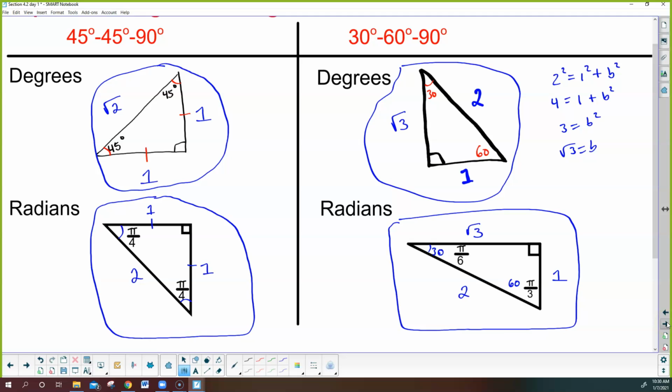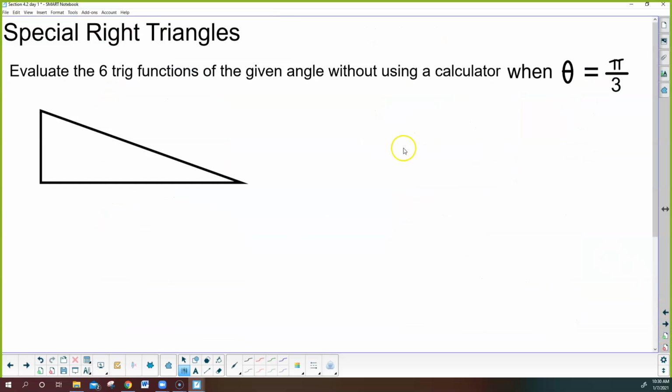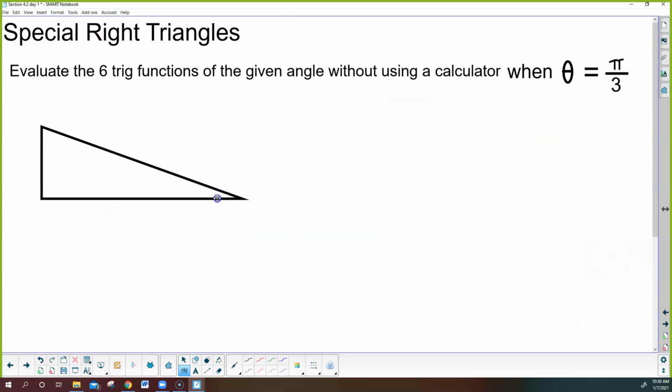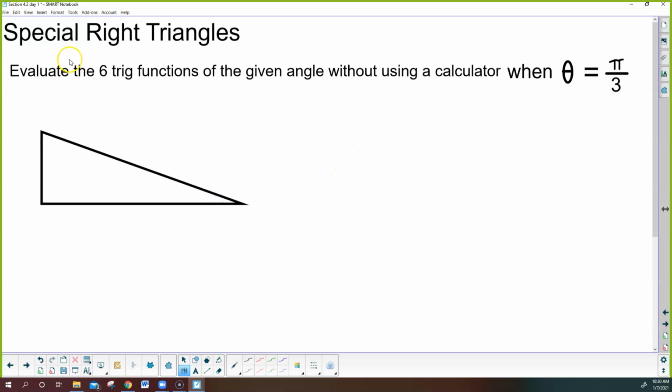Well, let's look at using these. If it's in radians or degrees, it doesn't matter because the numbers are the same. Let's look at a problem like this. Now, you don't have to write out all of this. It says, let's evaluate the six trig functions. So now we want to figure out what is the actual numeric answer for sine, cosine, tangent, all of them, at theta is pi over 3.